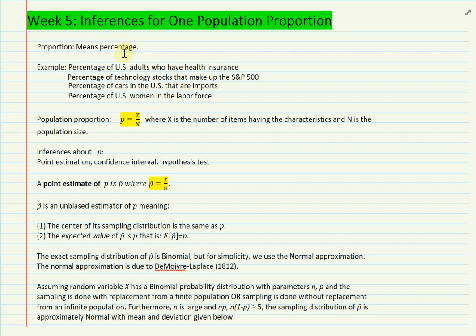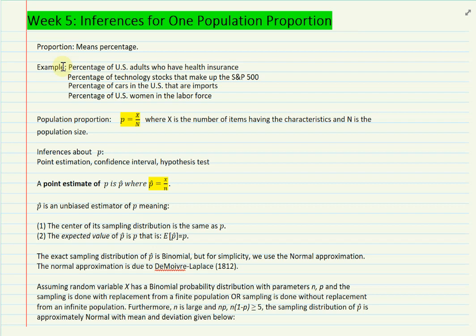And here I have listed a few examples of percentages for us. For instance, the percentage of US adults who have health insurance, the percentage of technology stocks that make up the S&P 500, the percentage of cars in the US that are imports, and the percentage of US women in the labor force. So you can see you can make up your own percentages, but the idea is that we have a proportion or a percentage that is actually unknown in the population, and we would like to infer to it from the sample.